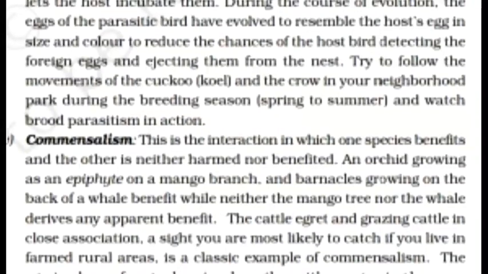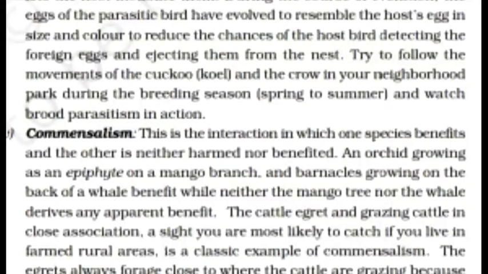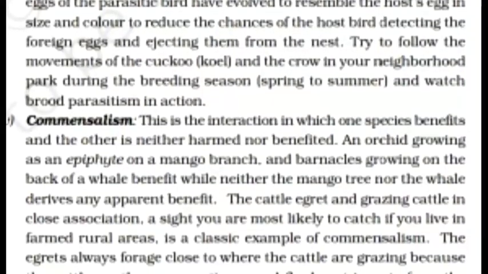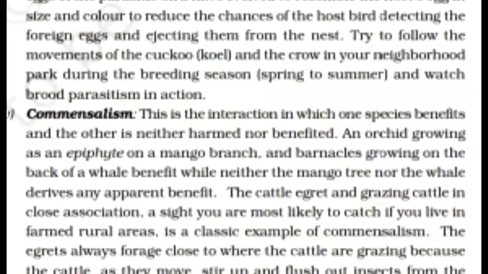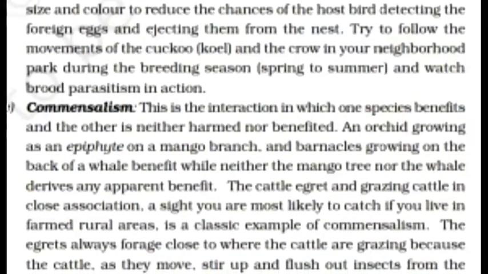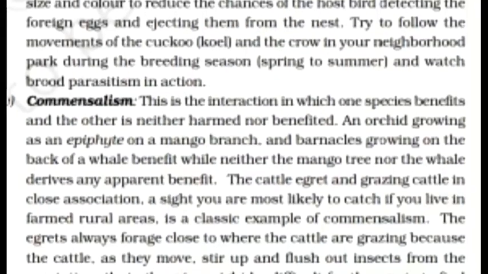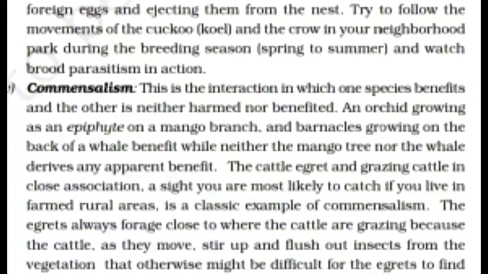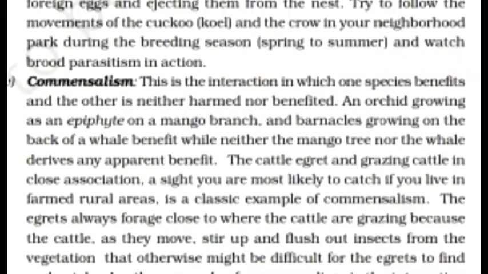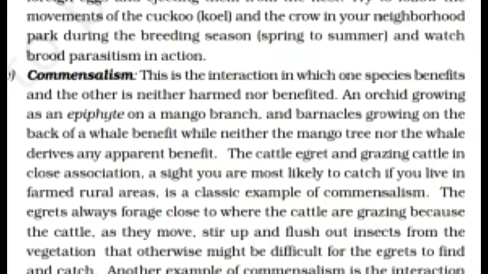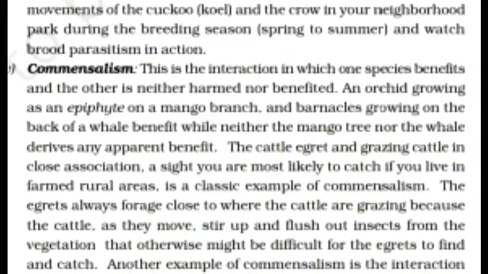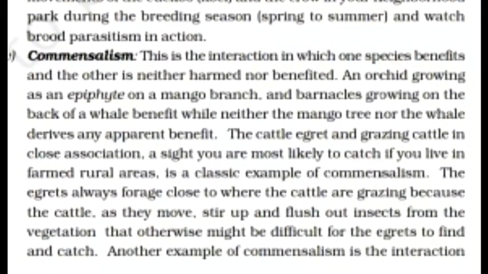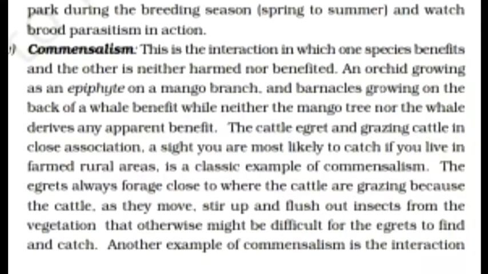The cattle egret and grazing cattle in close association, a sight you are most likely to catch if you live in farmed rural areas, is a classic example of commensalism. The egrets always forage close to where the cattle are grazing because the cattle, as they move, stir up and flush out insects from the vegetation that otherwise might be difficult for the egrets to find and catch.